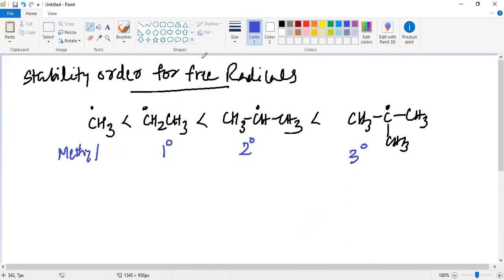Okay, sir. So let us study one more definition, my dear students: organic reactions which proceed by homolytic fission. Let me write it for you.